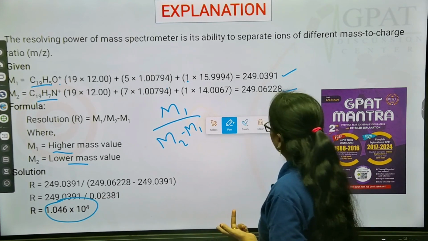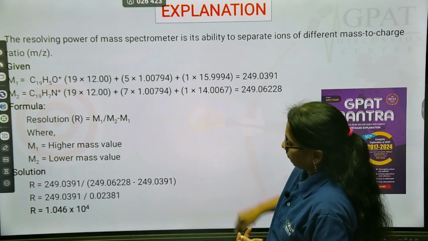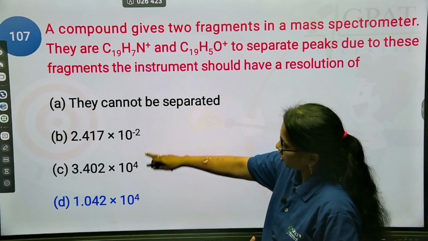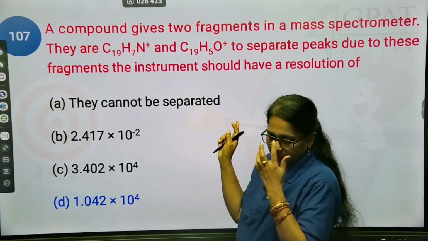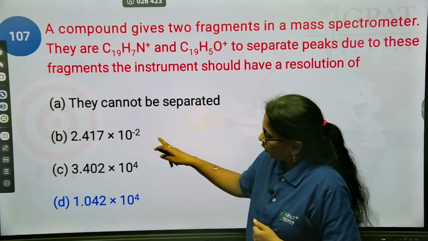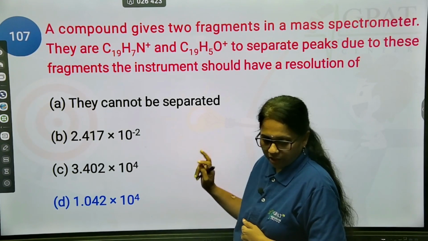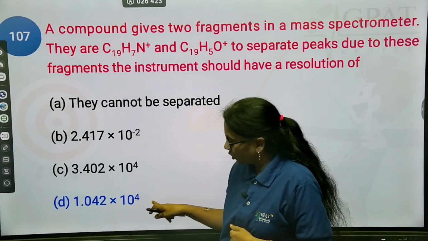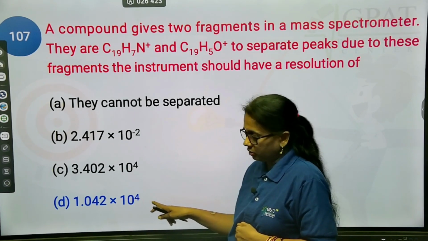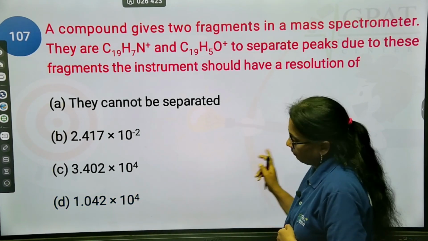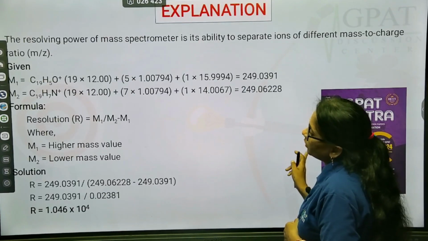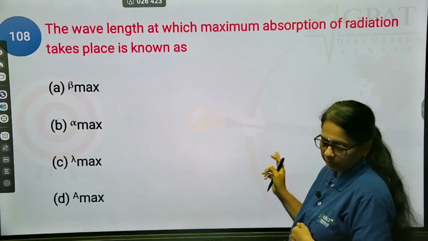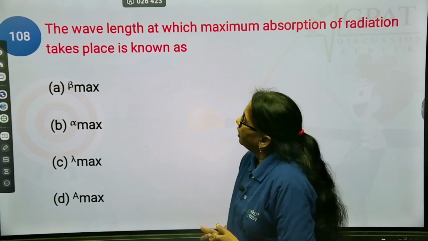Okay, so if you observe the options, they cannot be separated, that is a wrong statement. 2.417 into 10 to the power of minus 2, 3.402, almost all we have got similar to this answer. So option D is the right option, and in this way you can calculate the resolving power in the mass spectrometer. Let us see the next question.